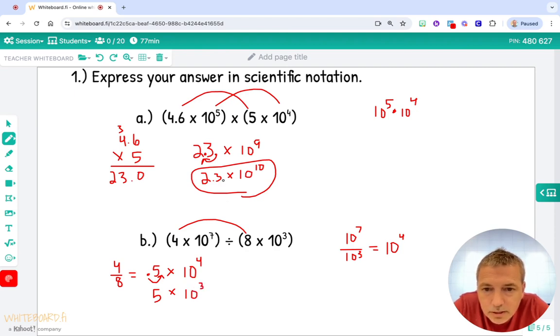Up top, remember, I had to make the number smaller. The exponent got bigger. This time I had to make the number bigger. The exponent does the opposite. It got smaller. So my final answer would be 5 times 10 to the 3rd.